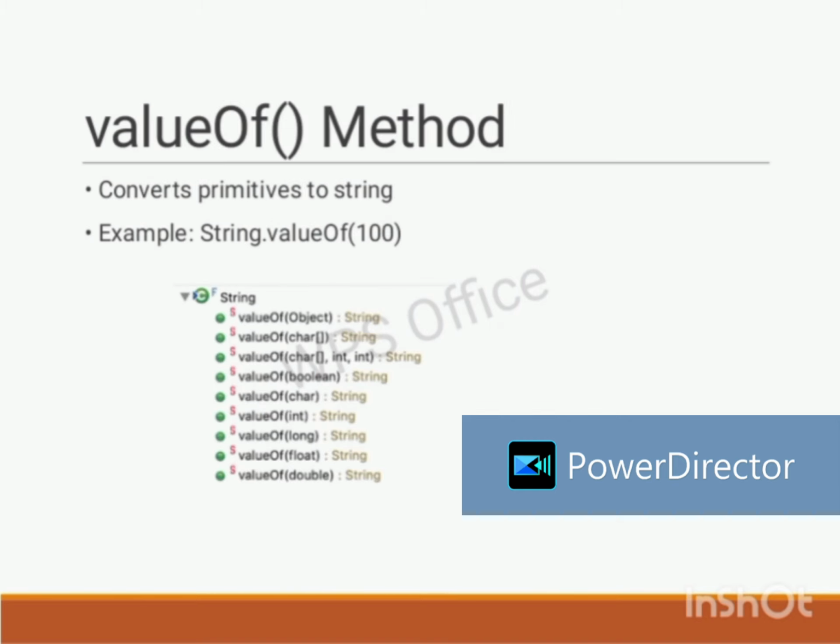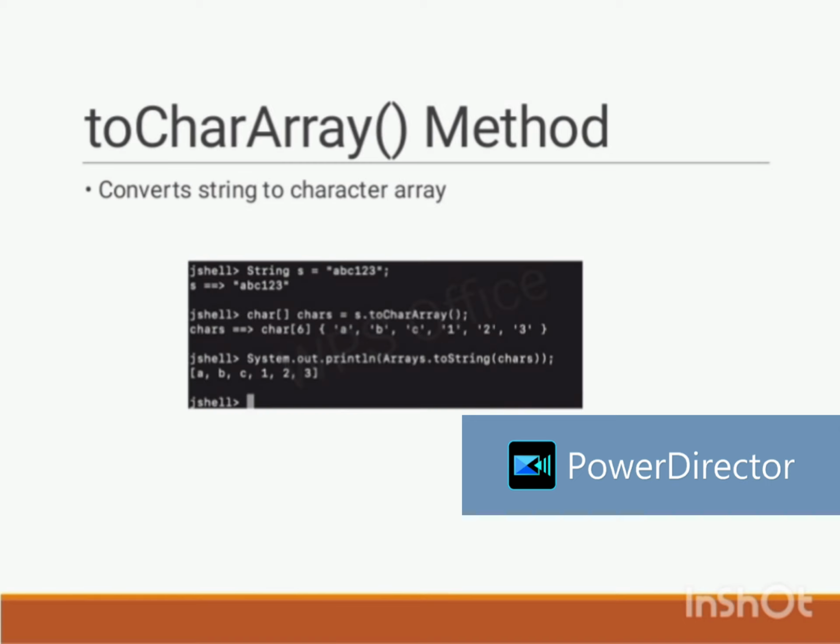The valueOf method. The valueOf method in Java is a simple but very useful utility. It converts any primitive data type or object into a string. Let's say you have an integer. This works for all primitives: int, float, double, boolean, char. You can even pass objects.